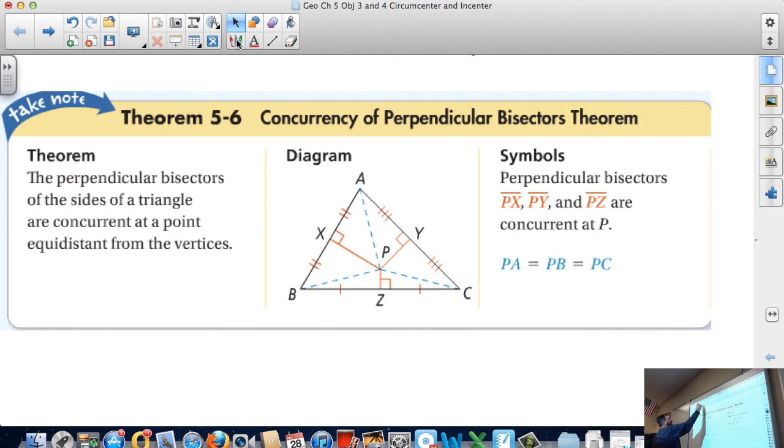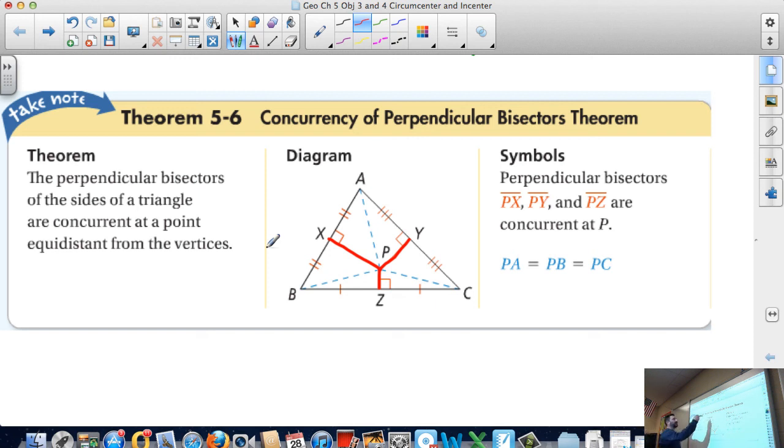First, we've got this triangle, triangle ABC, and we've found the perpendicular bisectors of each side. These are marked in red here. If we took side AB and found its perpendicular bisector, we'd have this line here. We took side AC, found its perpendicular bisector, we get this line here. We take BC, find its perpendicular bisector, we get this. Those three perpendicular bisectors are all concurrent. They intersect at one point, and that point of concurrency is point P.